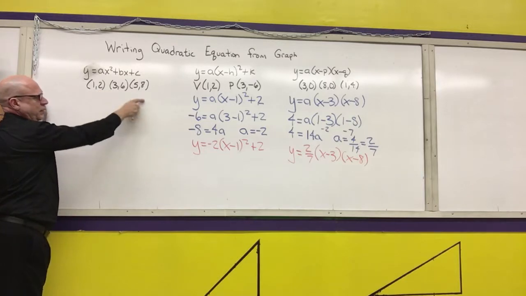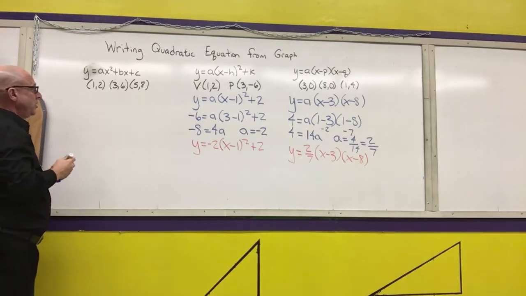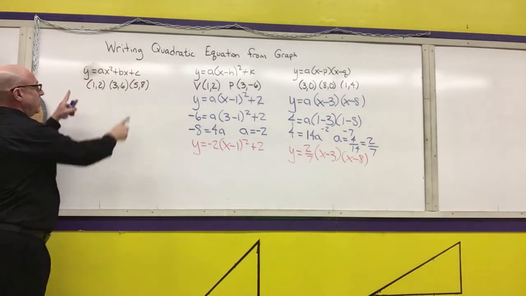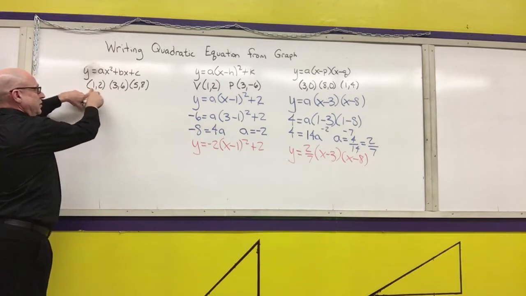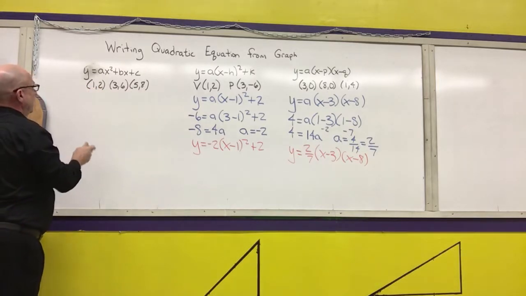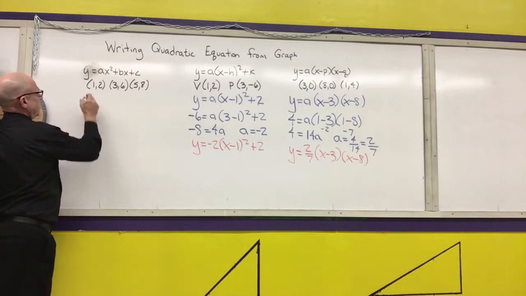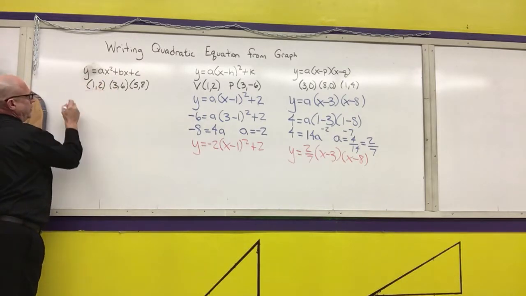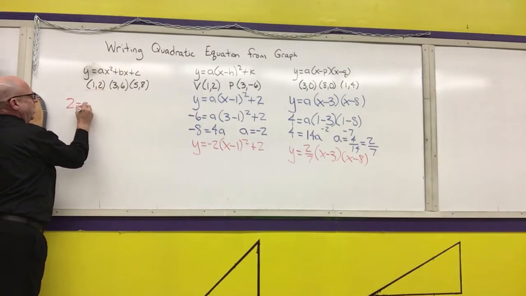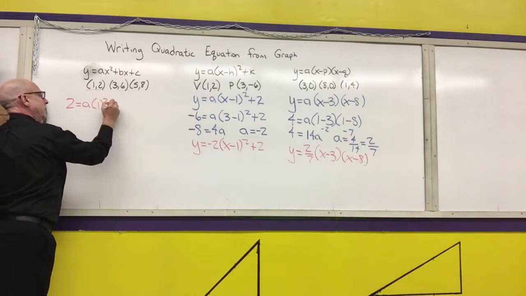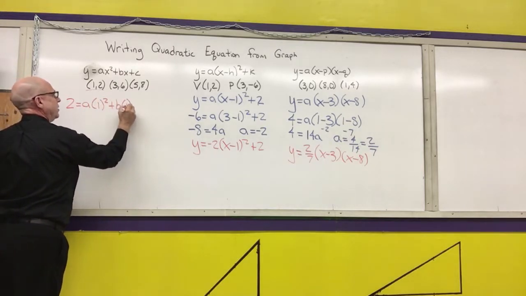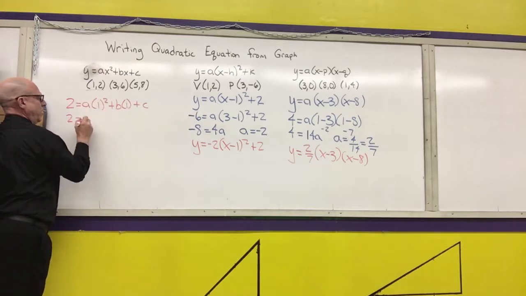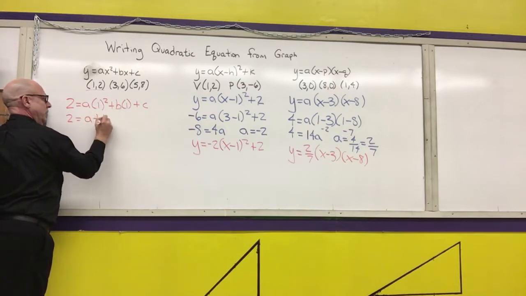I have to substitute any 3 points from the graph of the equation. So what I have to do is write y equals ax squared plus bx plus c 3 times, substituting these numbers in for x and y. So for my first equation, I'm going to write it in red. I'm going to substitute a 1 in for the x's and a 2 in for the y. So I get 2 equals a times 1 squared plus b times 1 plus c, which gives me 2 equals 1a plus b plus c.